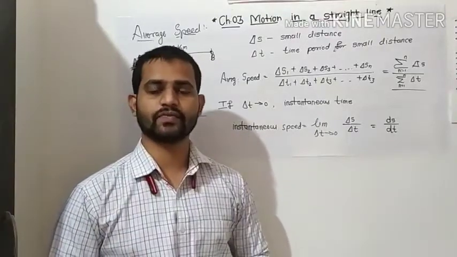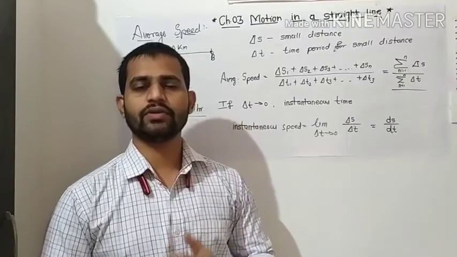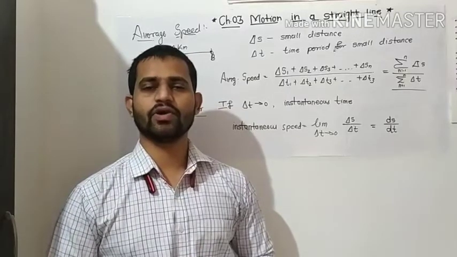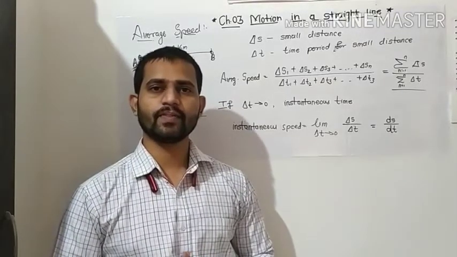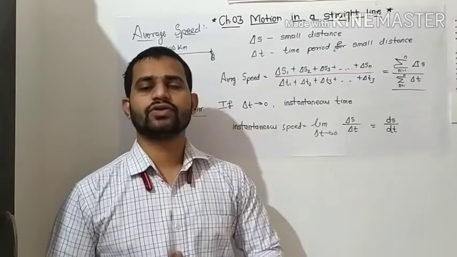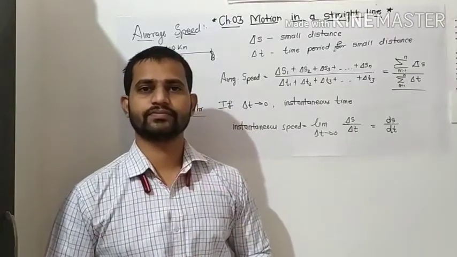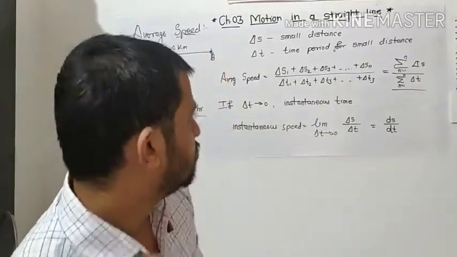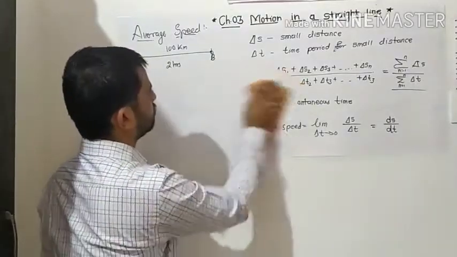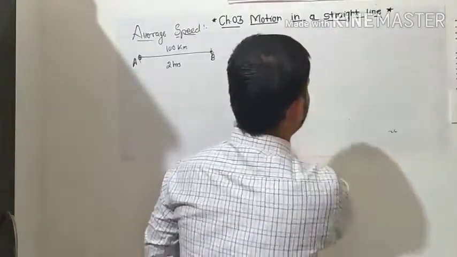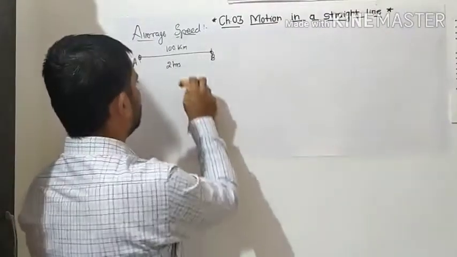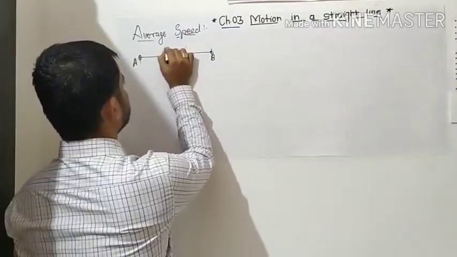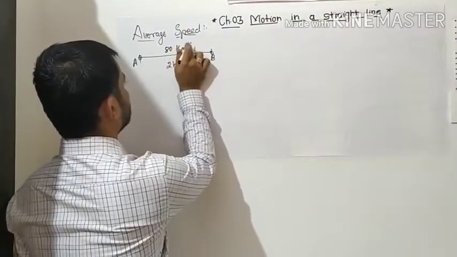Suppose we have one vehicle that has to travel 80 km, and it is taking a time of 2 hours. Then how much will be the speed? How can we calculate this? Here we have to go 80 km, and the time interval is 2 hours.